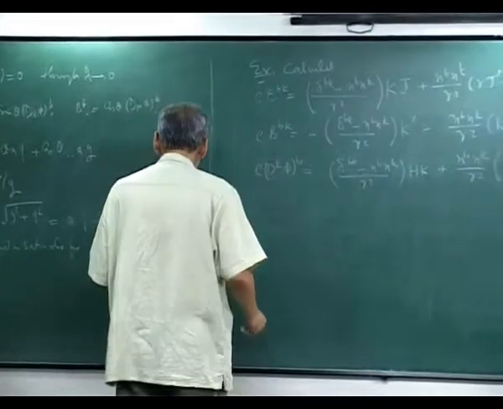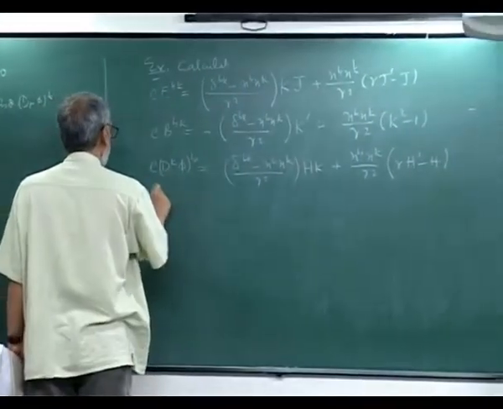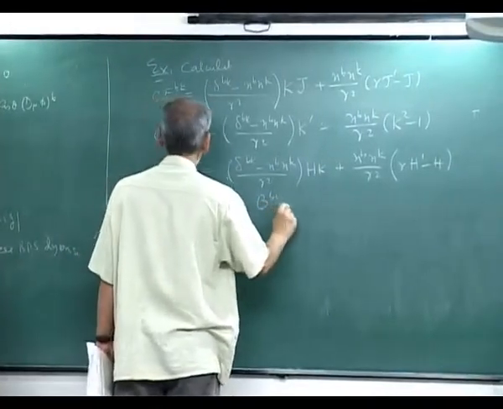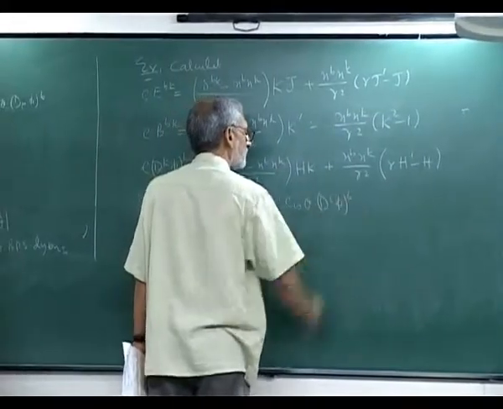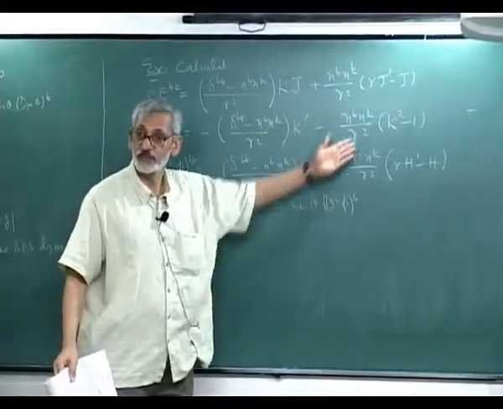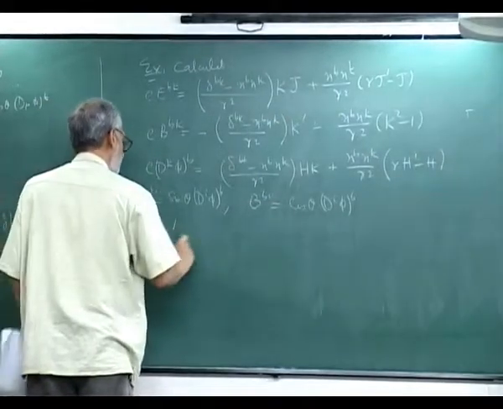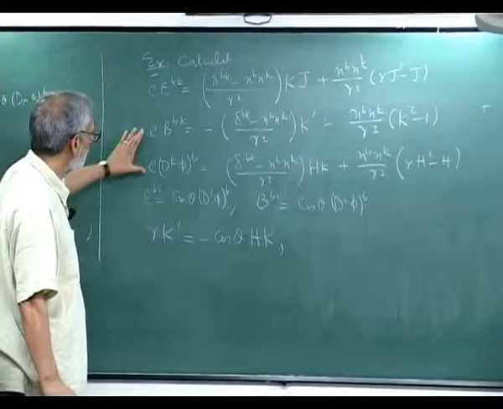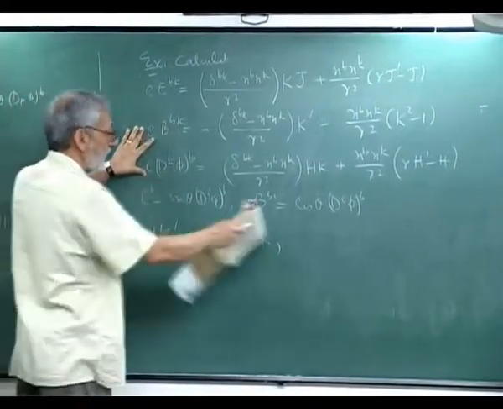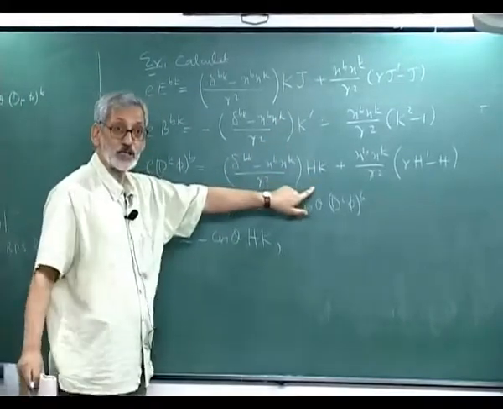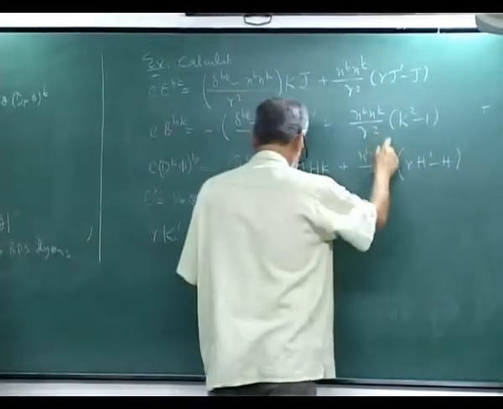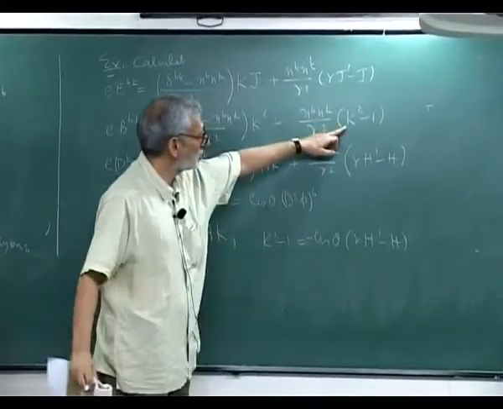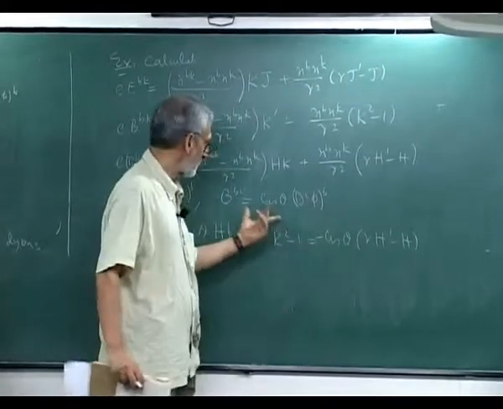And now let's use the Bogomolny equations. E_i^b is sine theta D_i φ^b, and B_i^b is cosine theta D_i φ^b, and equate the coefficients. That gives us r K' is equal to minus cosine theta H K, and that is the same as this one. B_k is cosine times this, so that is this equation. And then from here K² minus 1 is cosine times minus r H' H, that is the second equation.